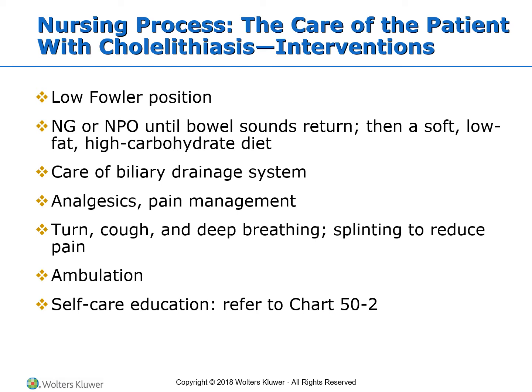They can splint to reduce pain for turning, coughing, and deep breathing. Initially, they will be NPO with an NG tube, and then they will slowly resume diet, starting with clear liquid, full liquid, bland, and so on and so forth.